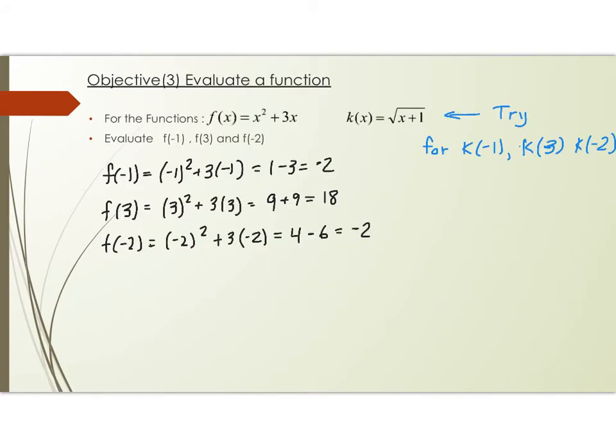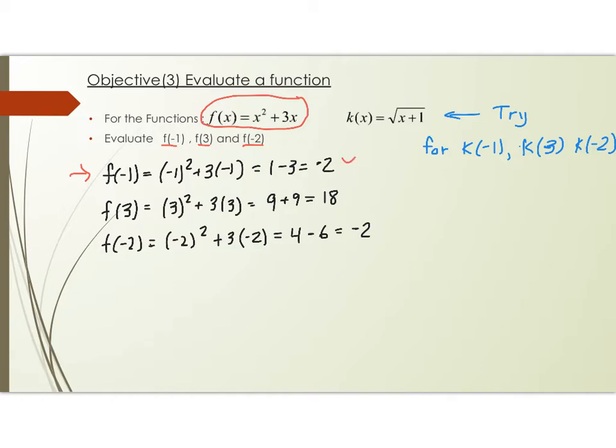So now we're going to evaluate a function. Our first function that we're going to evaluate is f of x is equal to x squared plus 3x, and we're going to evaluate it at -1, at 3, and -2. So when I put the value -1 in for the function, I have -1 squared plus 3 times -1, which is 1 minus 3, which is -2.